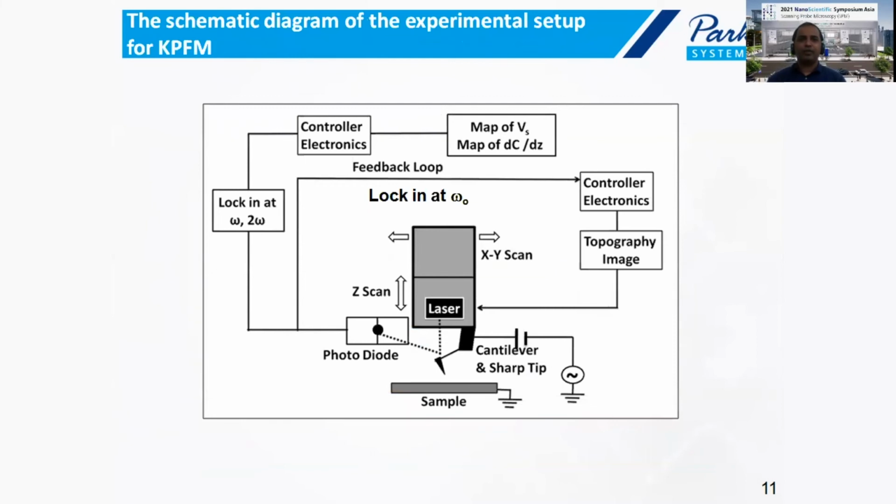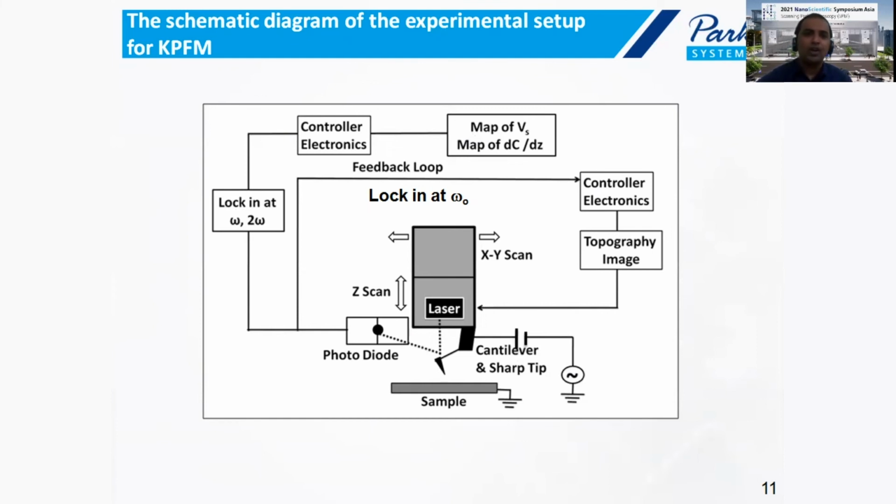This is the schematic diagram for the KPFM experiment that we do. The first lock-in amplifier locks in at the cantilever resonant frequency omega naught, and the feedback loop then reveals the topography of the sample. Now we apply an AC bias with a frequency omega tip along with the DC voltage, and then we can lock in at a frequency of omega tip using a second lock-in amplifier to reveal the surface potential map quantitatively.